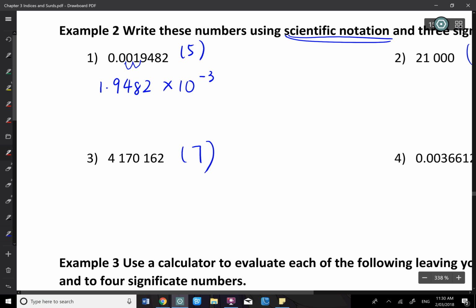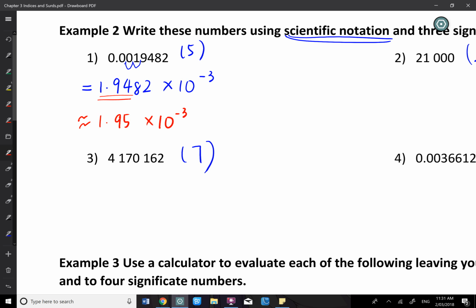After the scientific notation, well, this is equal. But after that, I only want 3 significant figures. I will start from 1.95 times 10 to the power of negative 3. I need to round up a little bit. So I want to only leave 3 significant figures. So I will make it into 1.95. That will give me 3 significant figures.